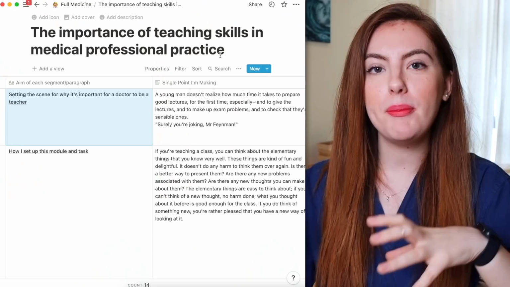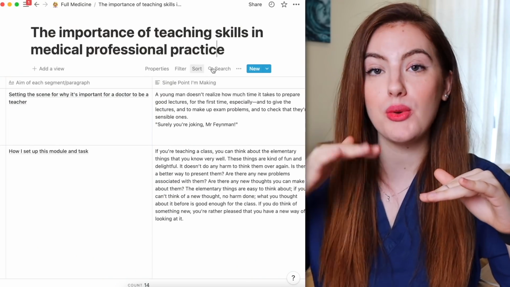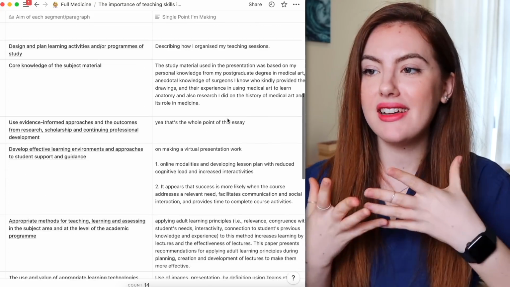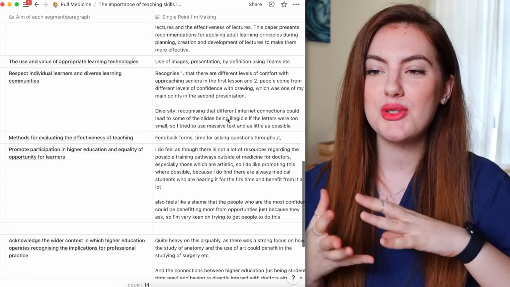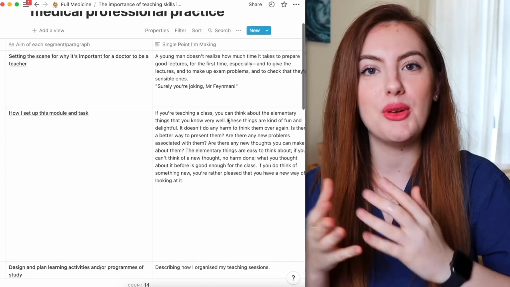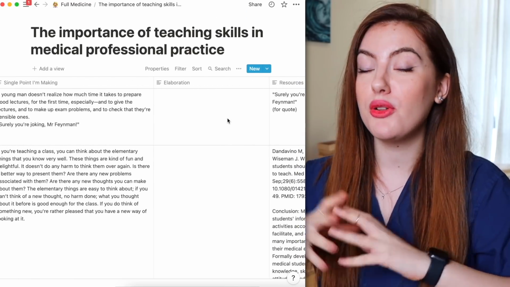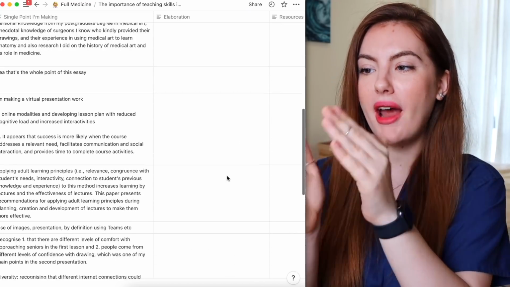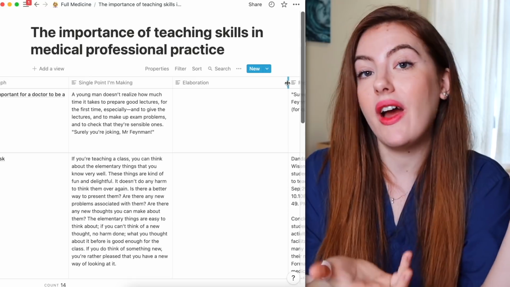And why I find this system works so well is because if I were to start from scratch, I would have to write a whole essay based on nothing. But because I have all of these rows done, it's like I have someone who's prepared most of my essay for me already, and I don't have to write a full essay. All I have to write is paragraphs based on a single argument, which is very easy to do.